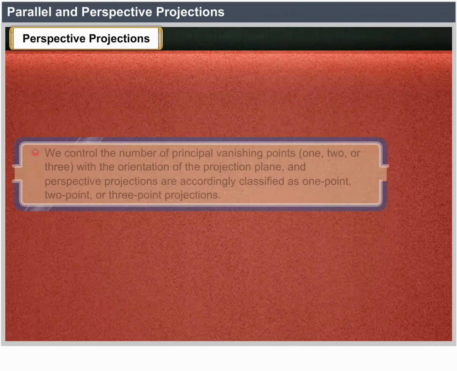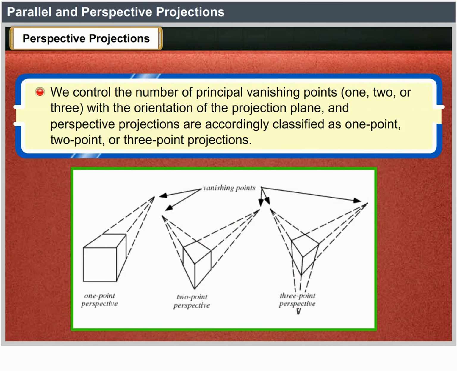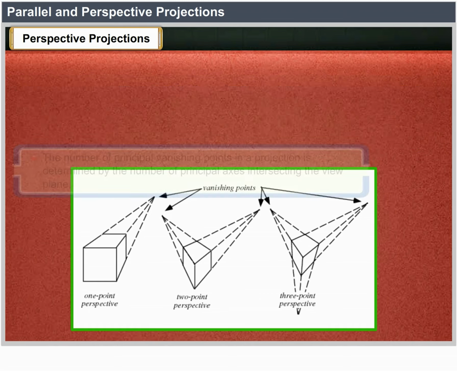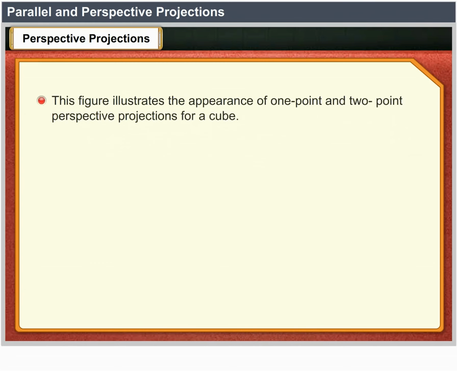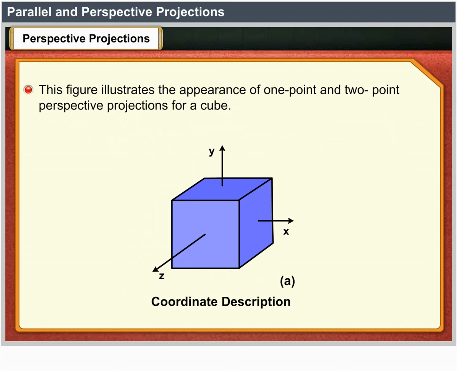We control the number of principal vanishing points, 1, 2, or 3, with the orientation of the projection plane, and perspective projections are accordingly classified as 1-point, 2-point, or 3-point projections. The number of principal vanishing points in a projection is determined by the number of principal axes intersecting the view plane. This figure illustrates the appearance of 1-point and 2-point perspective projections for a cube.